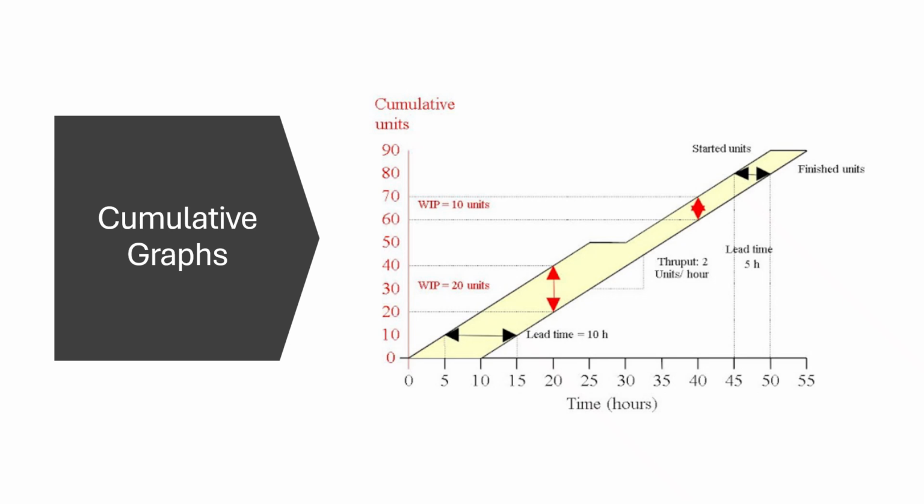From hour 30 onward the line is also stable. The throughput of the line in this chart is the slope of the finish line. Its value is 2 items per hour. We can see that the slope has remained constant all the time, therefore lead time varies proportionally to WIP. Lead time equals WIP divided by 2.